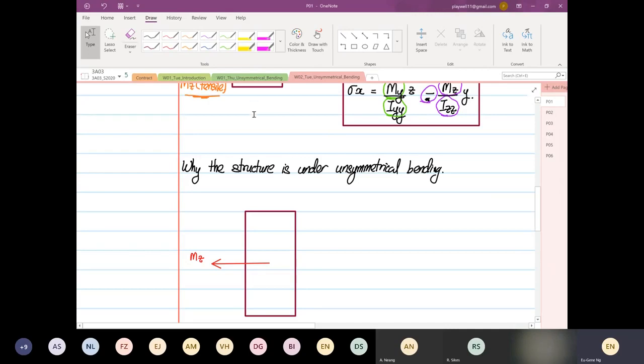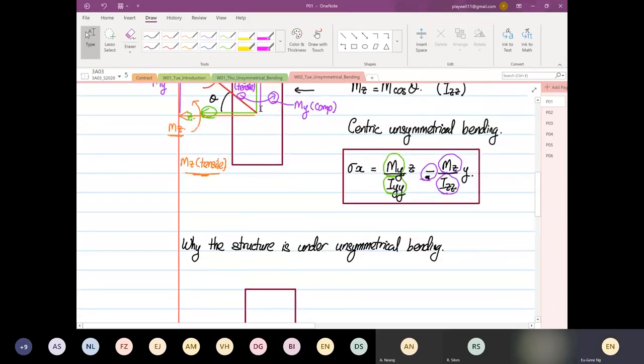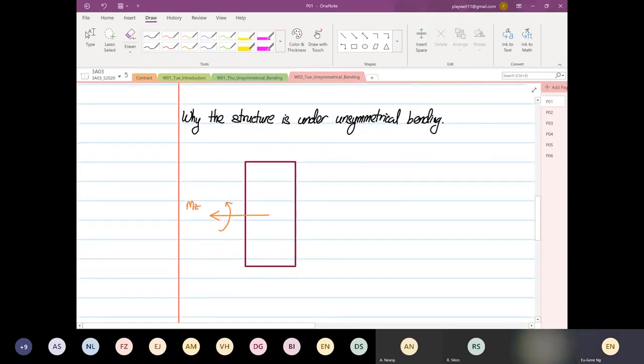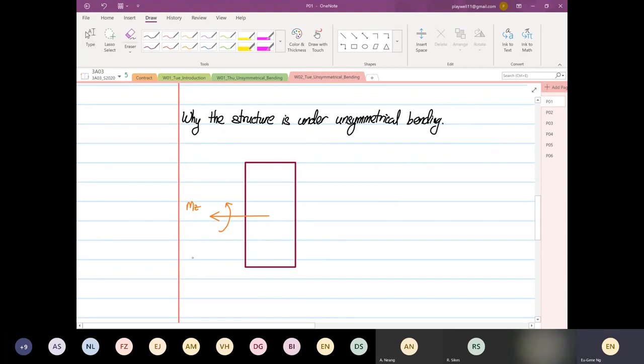Okay, so we have, oh, it's in orange, sorry. So we have our MZ over here. Right, so we have our MZ. Because we know that this is going this way with the right hand rule, so MZ, this side will be tensile. MZ, this will be in compression.